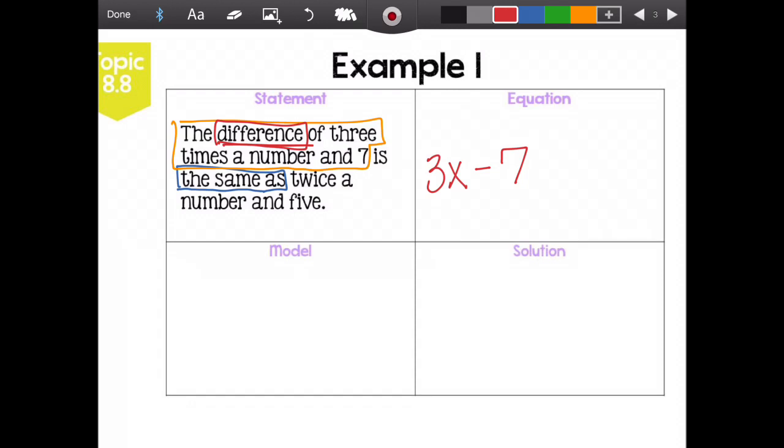Okay, the right side says twice a number and 5. So twice a number means 2x. And 5, again, is associated with addition. So our equation for this statement is 3x minus 7 is equal to 2x plus 5. Now, that's what we did last week. To tie in what we're doing this week is we are now going to model this equation, this 3x minus 7 equals 2x plus 5 with the algebra tiles.